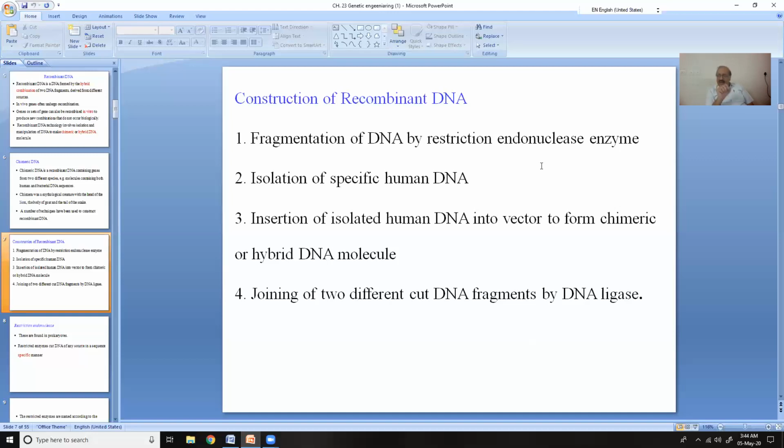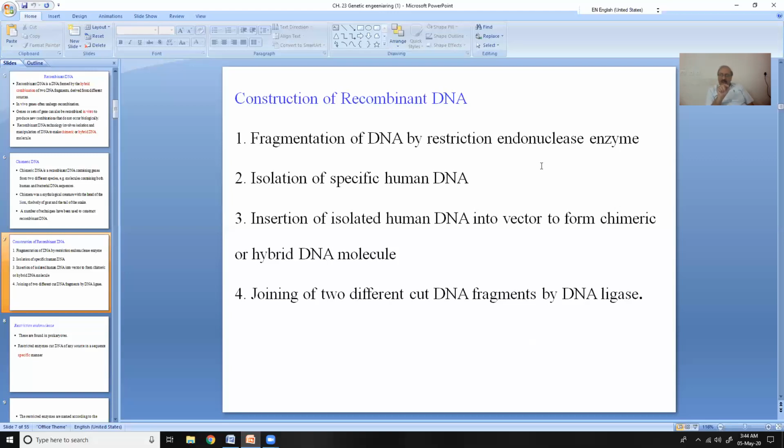Some work on adenines, making a cut prior to adenine. Some enzymes make a cut prior to thymine, some before guanine, some before cytosine. So if an enzyme has a particular property to cut before A, G, C or T, it will be a restriction endonuclease. So: fragment the DNA by restriction endonuclease enzyme, and isolate the specific human DNA.